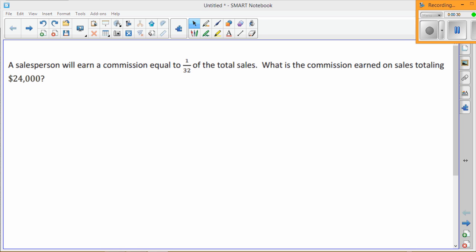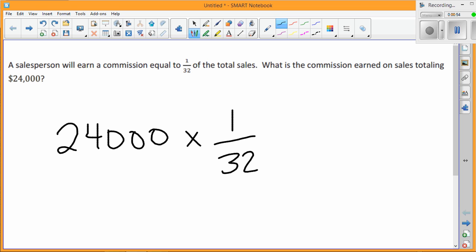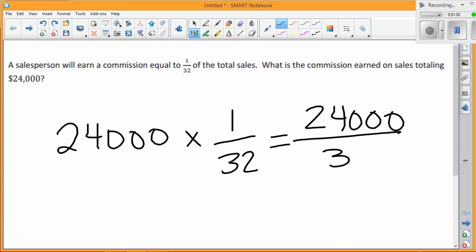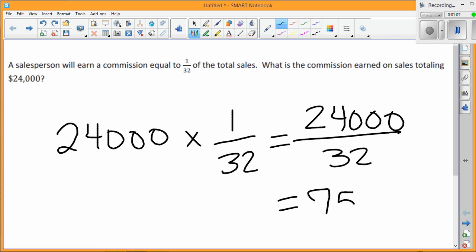The first one is a commission problem. This problem reads, a salesperson will earn a commission equal to 1/32 of the total sales. What is the commission earned on a sale totaling $24,000? If we're getting 1 out of 32 of 24,000, you just take 24,000 and multiply it by 1/32. So you end up with 24,000 divided by 32, which turns out to be $750.